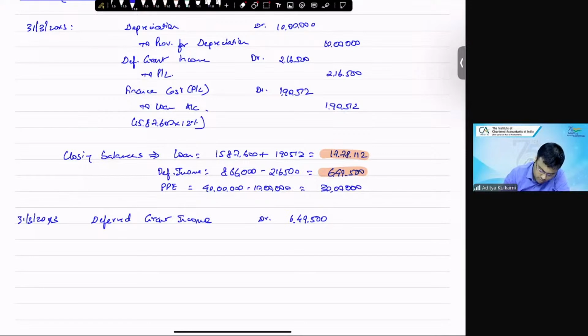So the loan account debit 17 lakh 78,112. 17 lakh 78,112. Are we okay? Sir, how much are you going to pay? 25 lakhs plus 10 lakhs penalty.